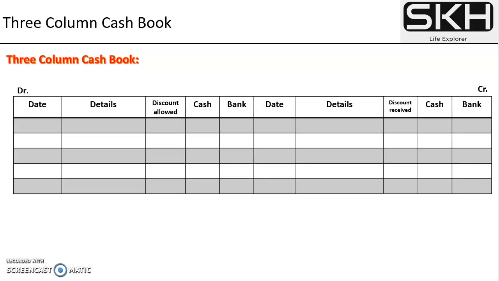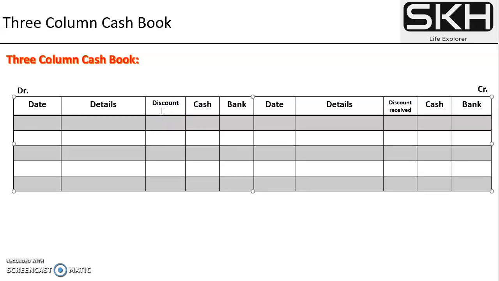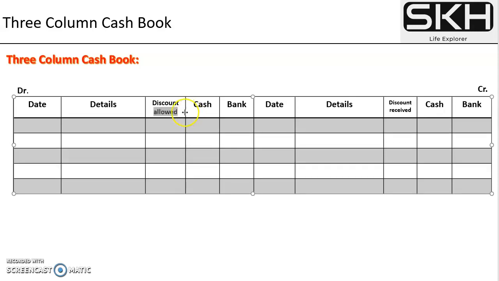So let's begin. As it's indicated by its name, three-column cash book has three columns on the debit side. One additional column we have is discount allowed. As you know, discount allowed is our expense, and expenses are always recorded on the debit side. That's why we have that column of discount on the debit side. Even if we don't write the word allowed, it still means discount allowed, because on the debit side it will always be discount allowed. I have written it here so you can understand.